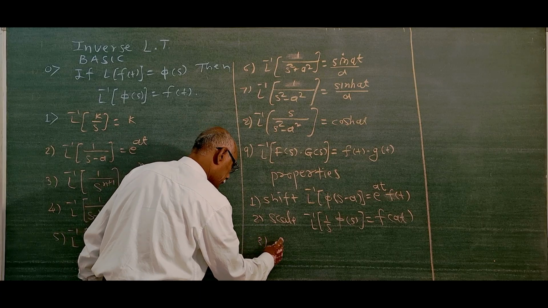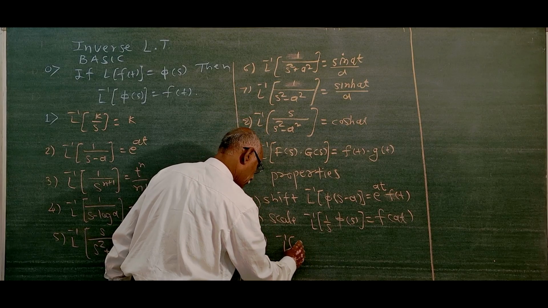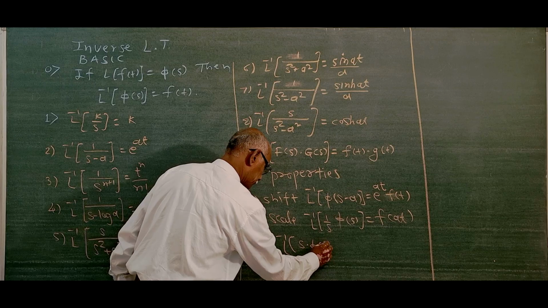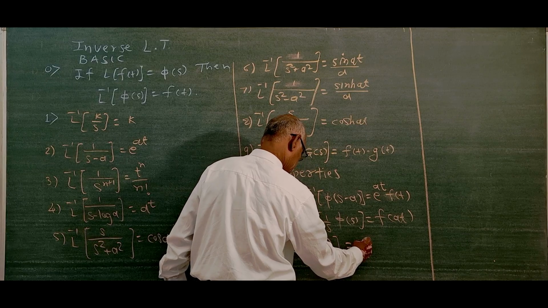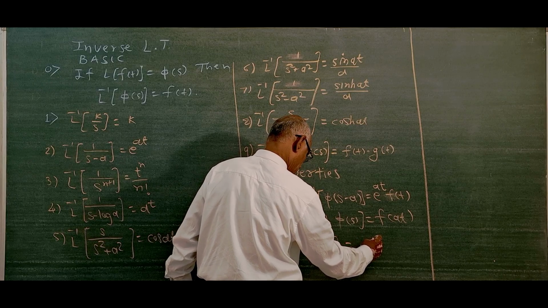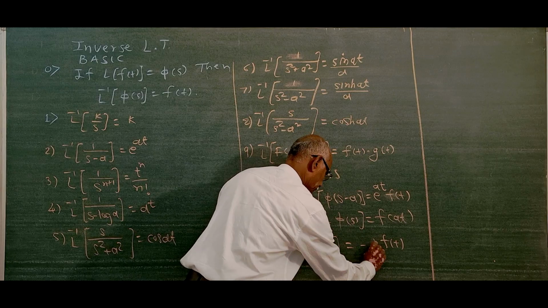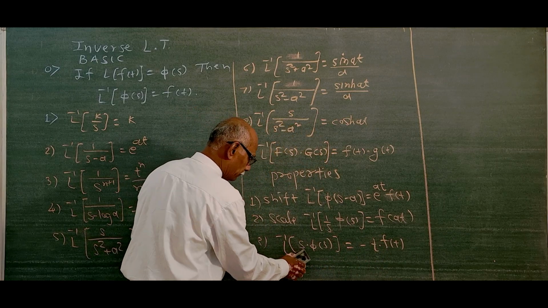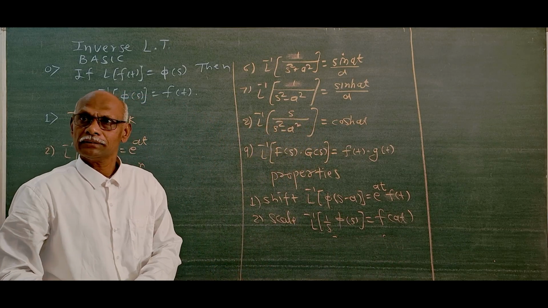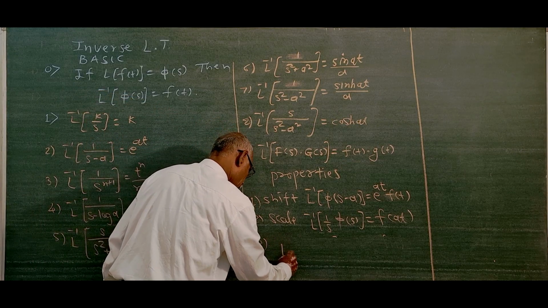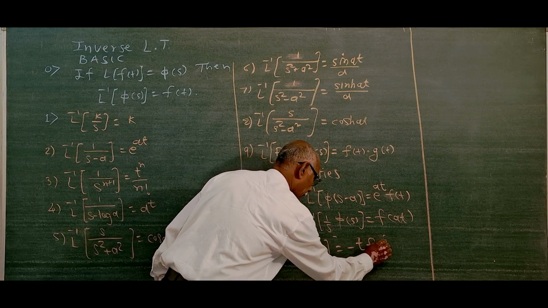Number 3, multiplication by s. So here we write inverse Laplace of minus phi dash, or directly we write phi dash. Then this comes minus t into f of t, right?